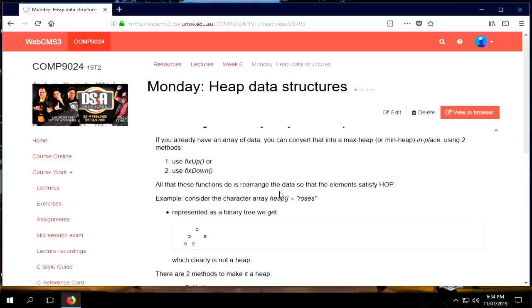Now, roses is a string, just like 1, 2, 3, 4, 5, 6, 7 is sort of a string of numbers, if you like. Now, roses, 5 letters. If we draw it as a tree, the computer doesn't do any drawing, we see that structure there. R at the top, position 1. Position 2 is the O. Position 3 is the S. Position 4 is E, and position 5 is another S. That's what it would look like, and that is clearly not a heap.